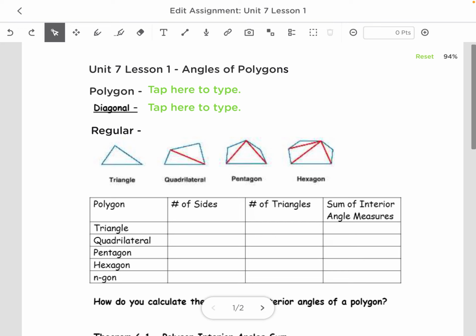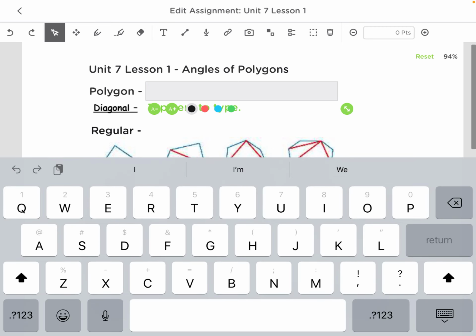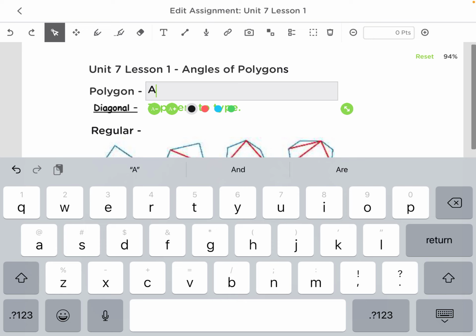So the first thing that we need to talk about is what a polygon is. A polygon is simply a shape that has at least 3 sides, and it has to have no gaps. It has to be a closed shape. So a triangle is a polygon, a square is a polygon. Now, one thing that is a shape that we don't think of as a polygon is a circle. Circles don't have any sides, it's just a big curve, so it is not a polygon.